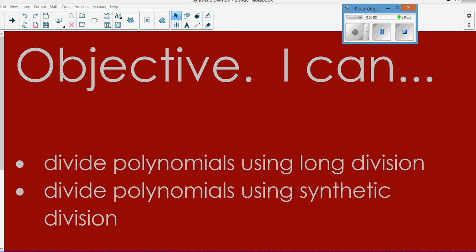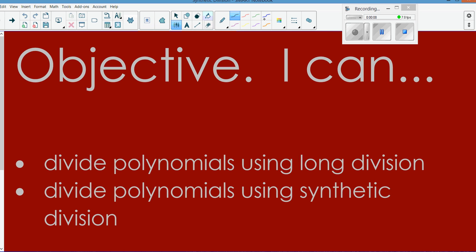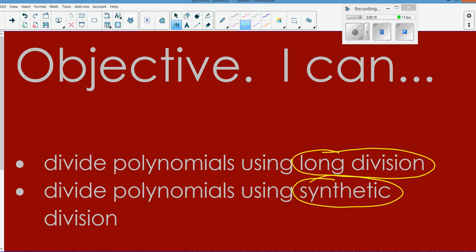Morning, everybody. Okay, so yesterday we talked about how to divide polynomials using long division. Today we're going to talk about how to divide polynomials using synthetic division. And we're going to talk about when you use one versus the other and what the benefits are to each. Okay, synthetic division in general is quicker and easier, but unfortunately there's only specific times you can use it.